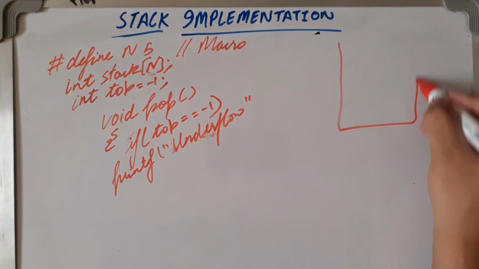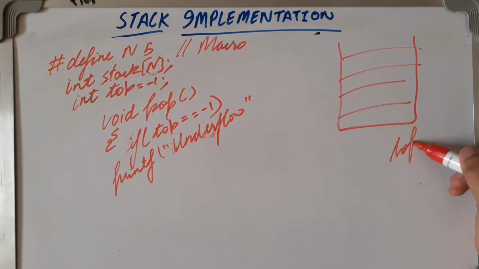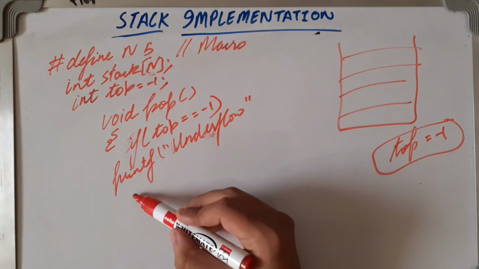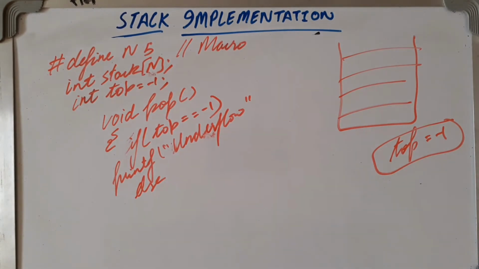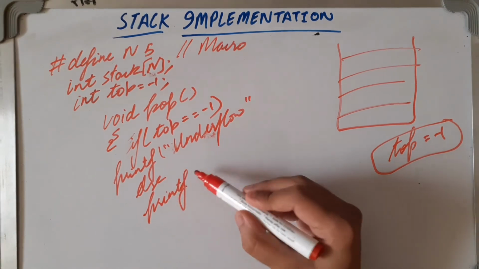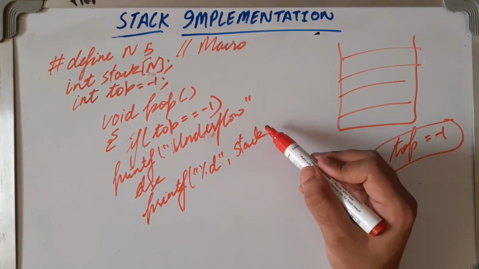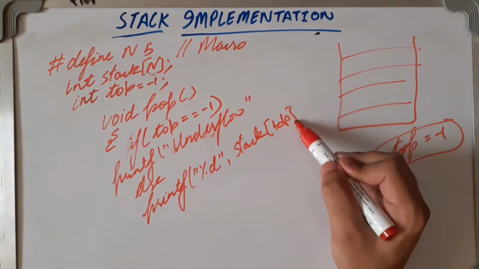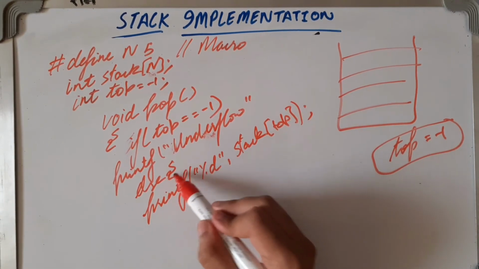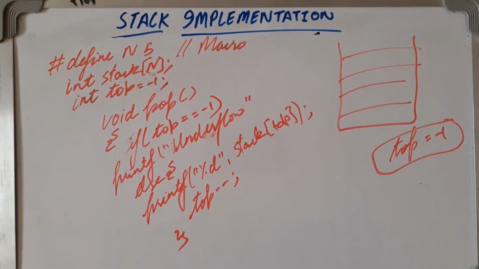Underflow means the stack is not having any element. Suppose you have a stack and I am fetching an element, but there is no element to fetch. Initially top is minus 1, so that is the condition that the stack is not having any element. If it is not empty, it will display this; else, printf %d stack of top. And you can do top minus minus here. This is for fetching data.